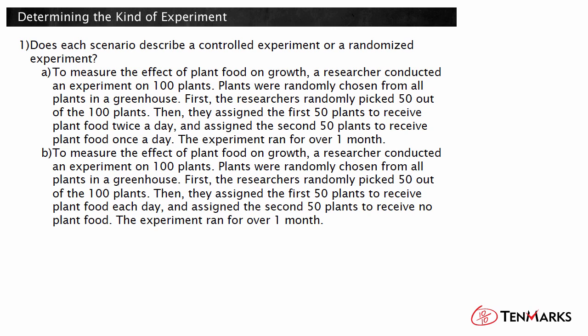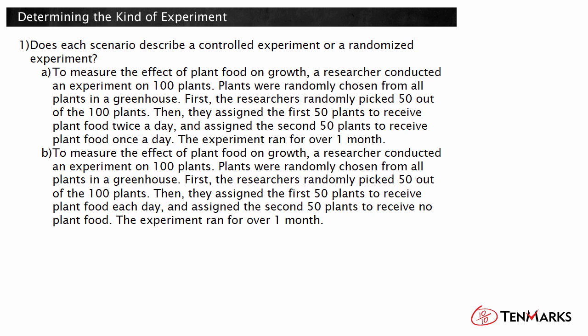Let's take a look at a situation. Does each scenario describe a controlled experiment or a randomized experiment? A. To measure the effect of plant food on growth, a researcher conducted an experiment on 100 plants. Plants were randomly chosen from all plants in a greenhouse. First, the researchers randomly picked 50 out of the 100 plants. Then they assigned the first 50 plants to receive plant food twice a day and assigned the second 50 plants to receive plant food once a day. The experiment ran for over 1 month.